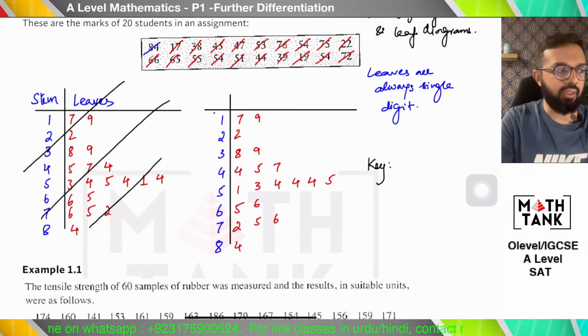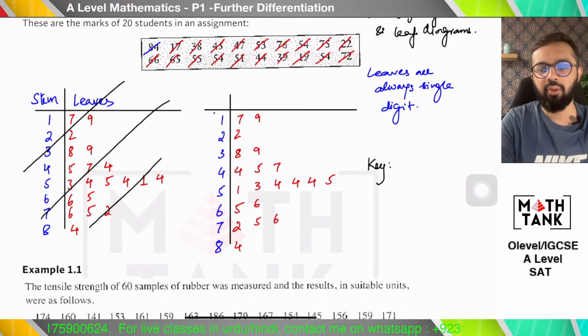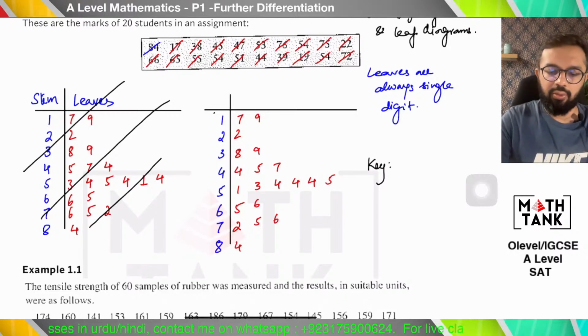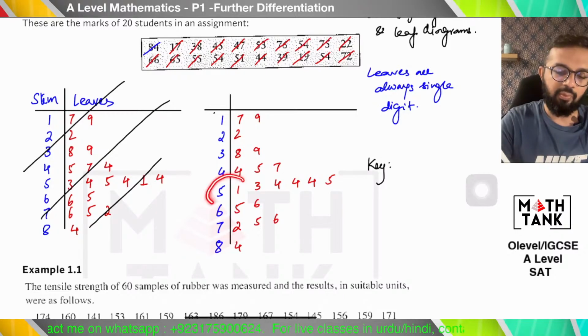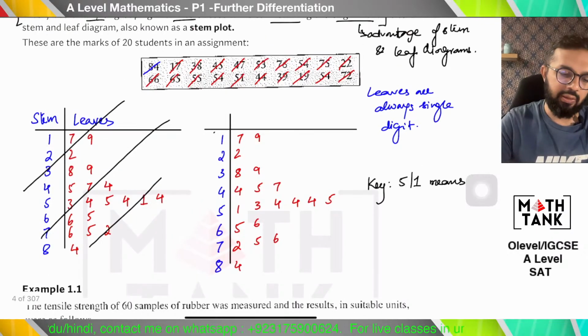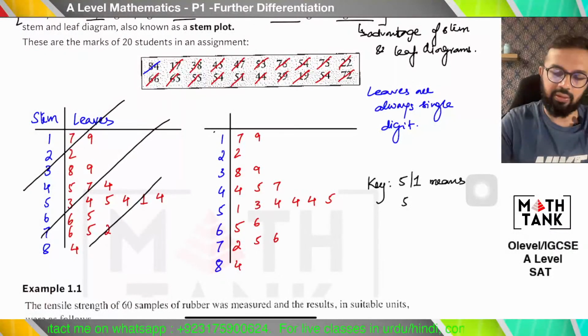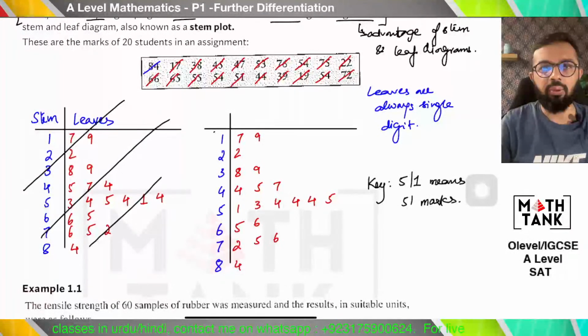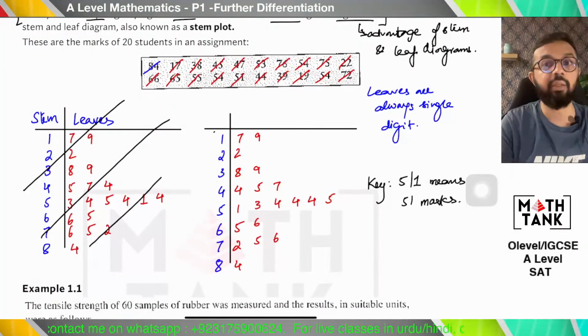Okay, so what is the key? You can pick up any set of values. I wrote 5/1 means, I'm going to say, 51 marks. Going ahead you will see that this same thing could also say, for example, 51 means 5.1 or 0.51 or something else for that matter. So you can have different sorts of readings for different keys depending on how you've put out your data set.